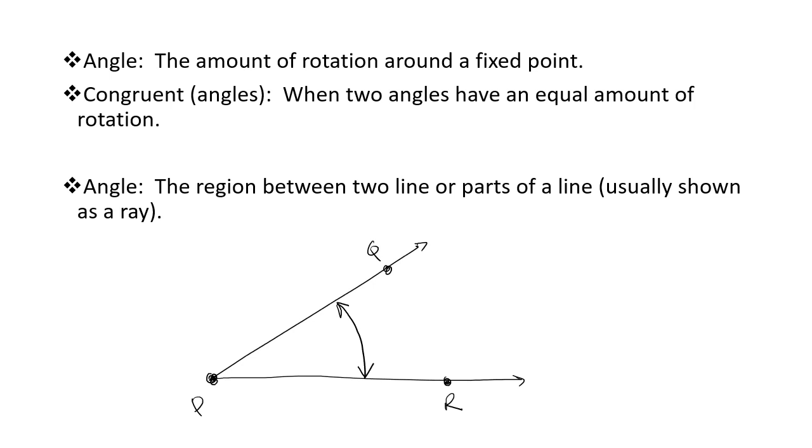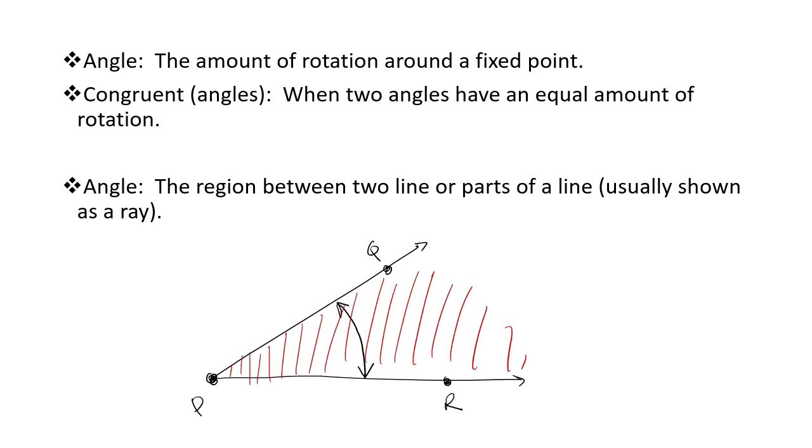Now, the other definition is probably what I think of more as an angle, and this is the region between two parts of a line or two lines. So, here we've drawn them as rays, and a lot of times they're shown as rays, but we'll see problems where we're looking at an angle between two line segments or even between two lines. So, either one is possible, although I feel like it's most often shown as a ray. So in this case, we're talking about this region that's in between.